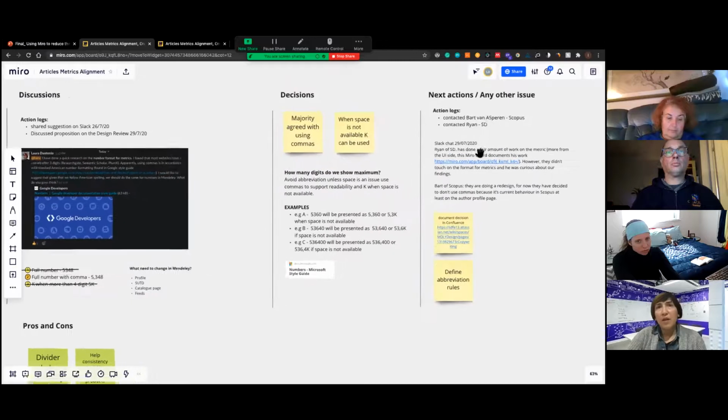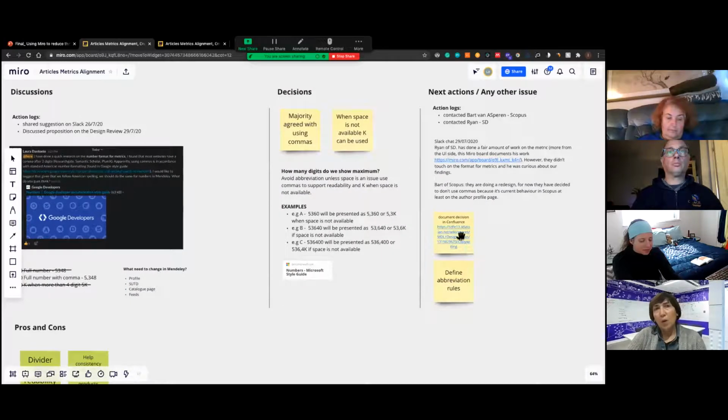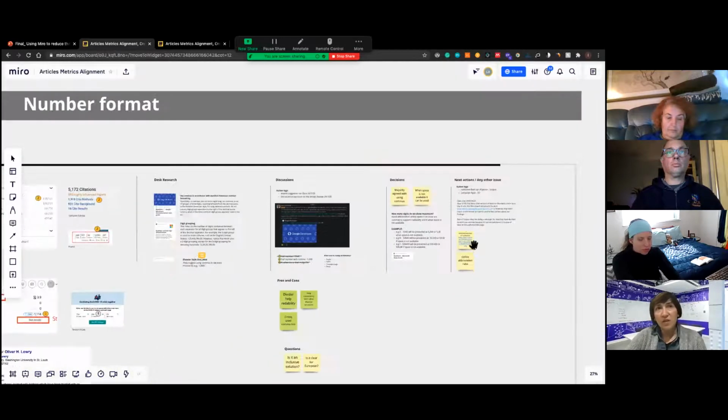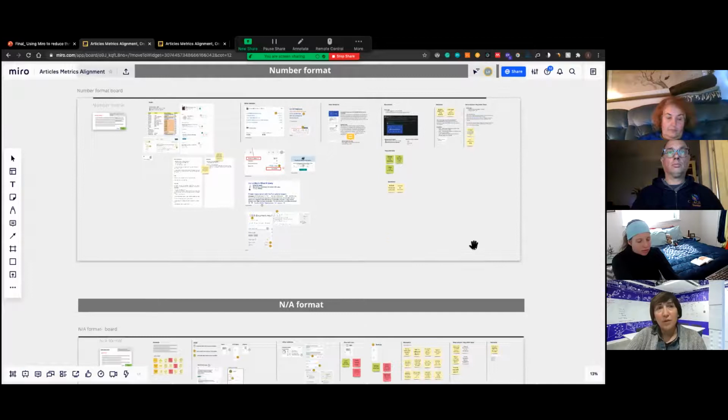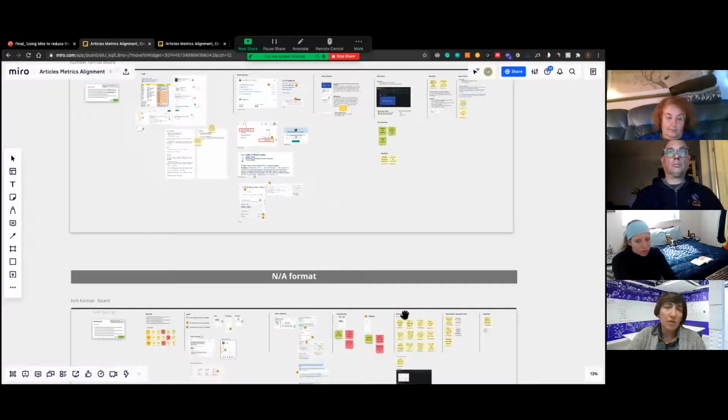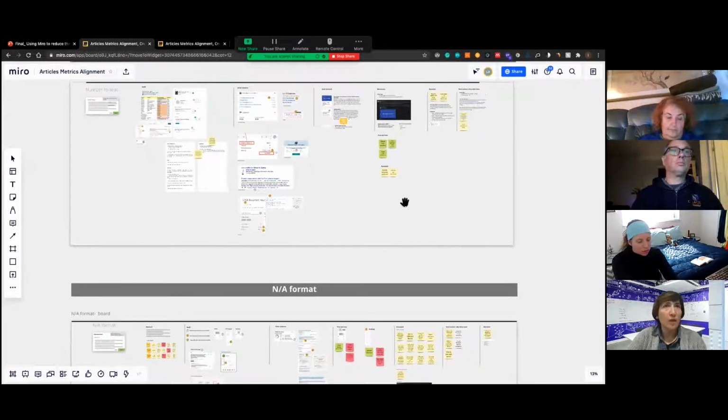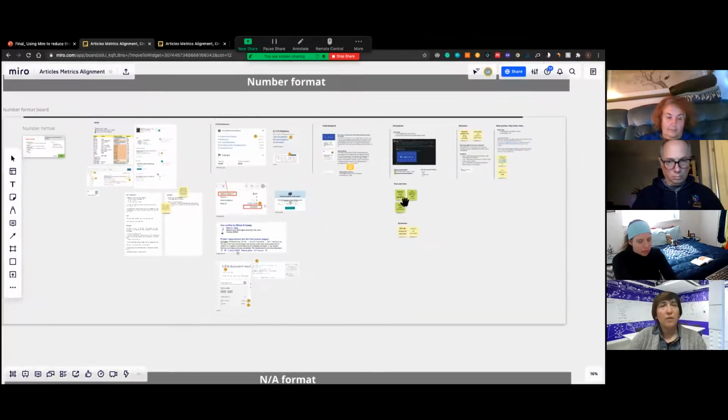And also then I put here where we saved it in Confluence, where the decision was documented. So this structure is the one that I've used for different issues as well, but I don't want to get into the details of that.